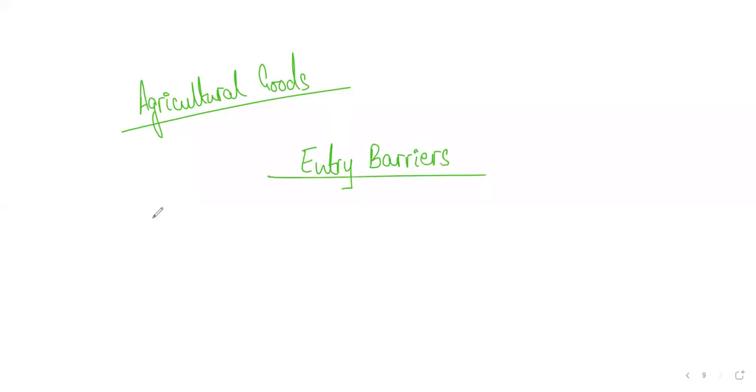Now, let me list down some of those. Firstly, high investment requirement. Why do you not see so many cinema theaters? In any big city, you'll find 5, 6, 7, 8, maximum 10, 12, but not more than that. But if you think of restaurants, there are hundreds of restaurants in any big city, yes or no?